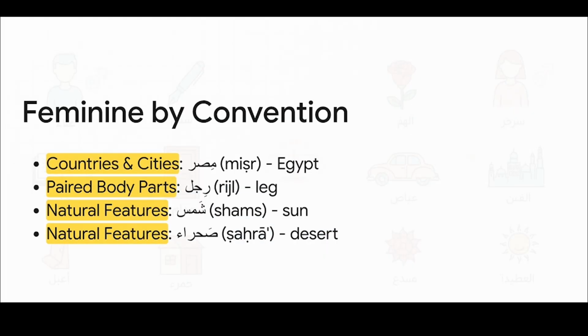Now, the other category of exceptions, these are words that are feminine just because, well, because they are. This is what happens when a language evolves over thousands of years. This group often includes names of countries like Egypt, Misr, body parts that come in pairs like a leg, rijl, and some natural things like the sun, shems. These are the ones you'll just pick up naturally as you read and listen more.